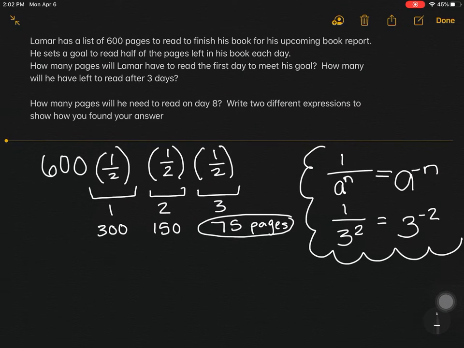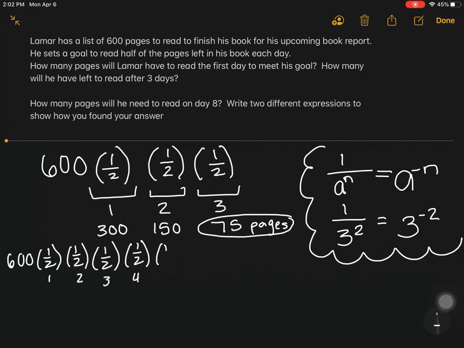It says, how many pages will he need to read on day 8? Well, just like we did in the beginning when we did times 3, we're going to do the same thing here, but we're going to do times 8 days. So this is day 1, day 2, 3, 4, 5, 6, 7, and 8.